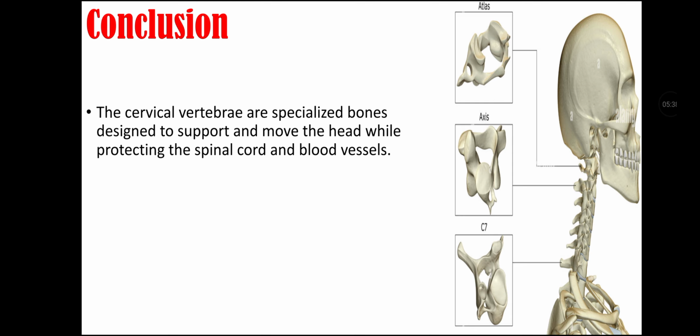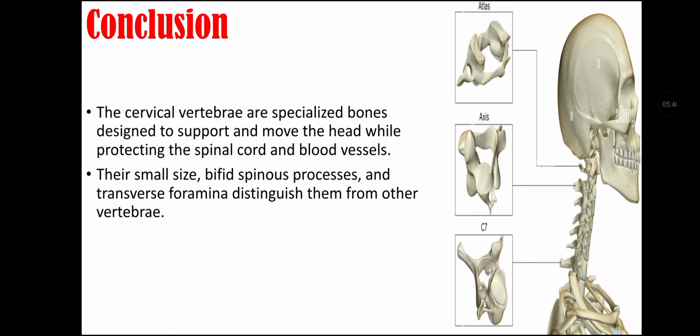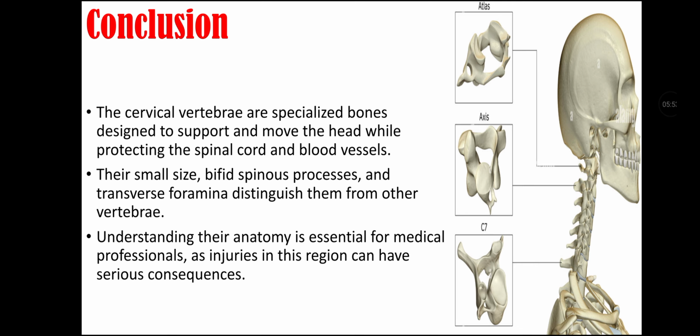Conclusion of this lecture video. Cervical vertebra, specialized bones designed to support and move the head while protecting the spinal cord and blood vessels. Their small size, bifid spinous process, and transverse foramina distinguish them from other vertebrae. Understanding the anatomy is essential for medical professionals, as injuries in this region can have serious consequences.